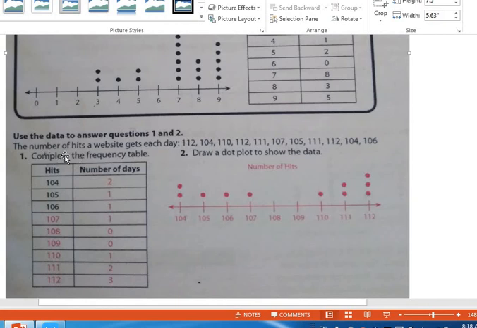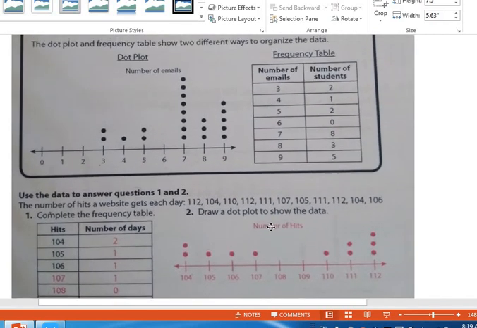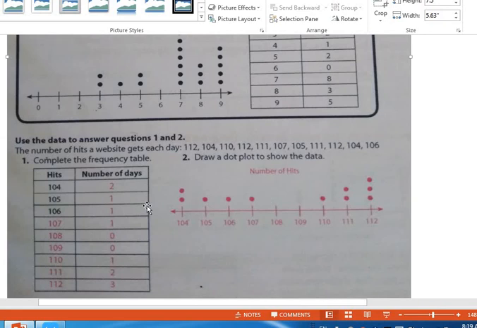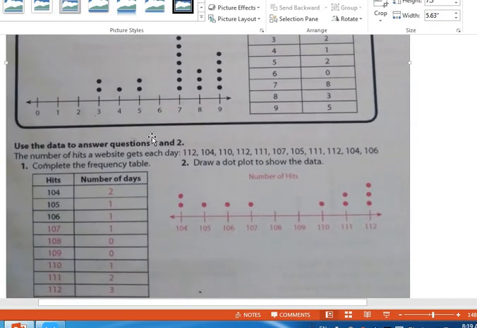Let's do it now. The number of hits a website gets each day: 112, 104, 110, 112, 111, 107, 105, 111, 112, 104, 106. We have here a table and a dot plot. Sorry, a dot plot and a frequency table. So it's called a frequency table, and don't forget the dot plot. So I can see now what I should do.